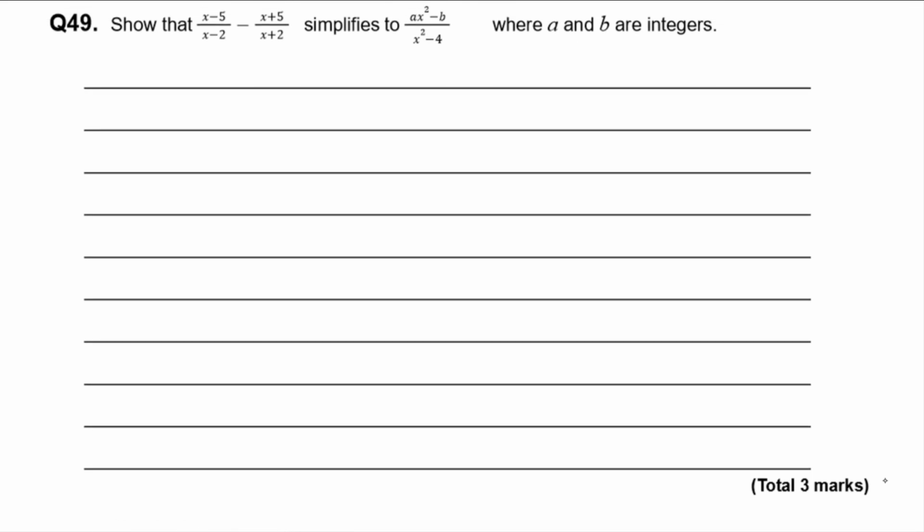Question 49, show that x minus 5 over x minus 2 minus x plus 5 over x plus 2 simplifies to that thing there. Okay, so again we've got fraction subtraction. Looks pretty horrible to start with, but we know how to subtract fractions. The first thing we're going to do is come up with a common denominator.